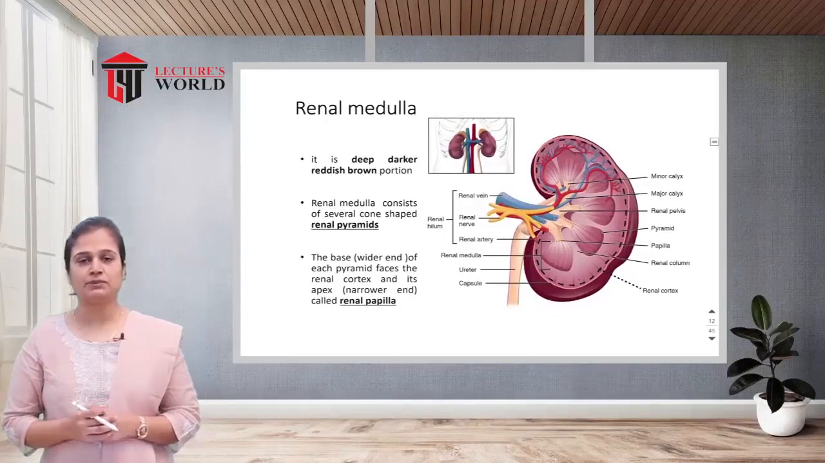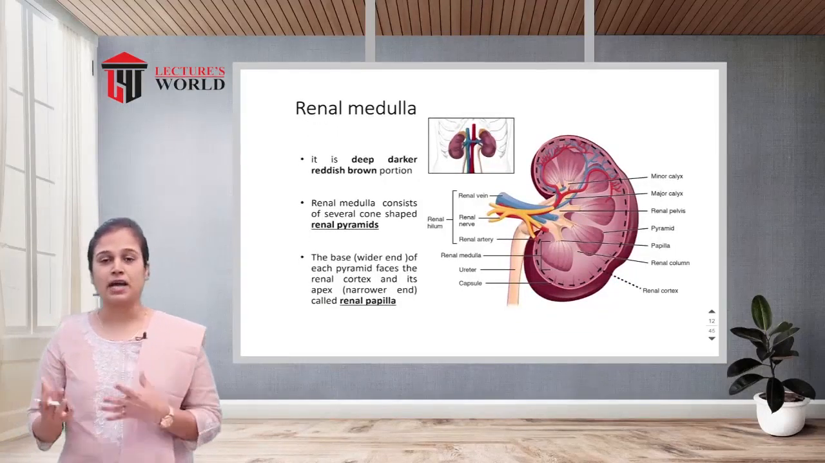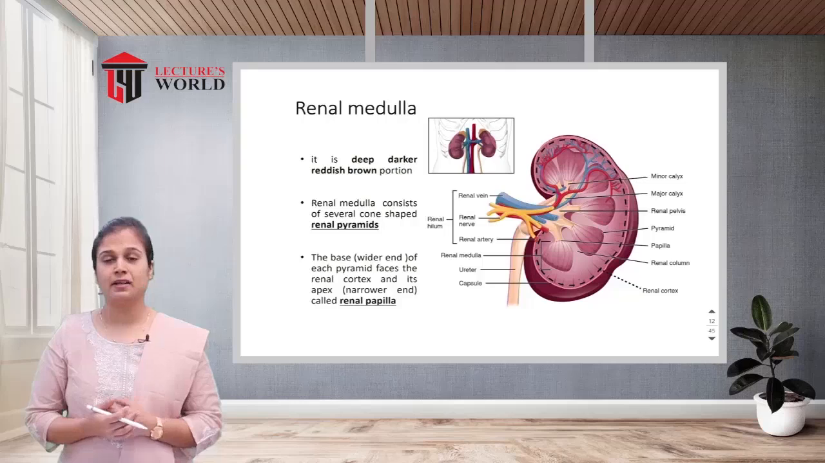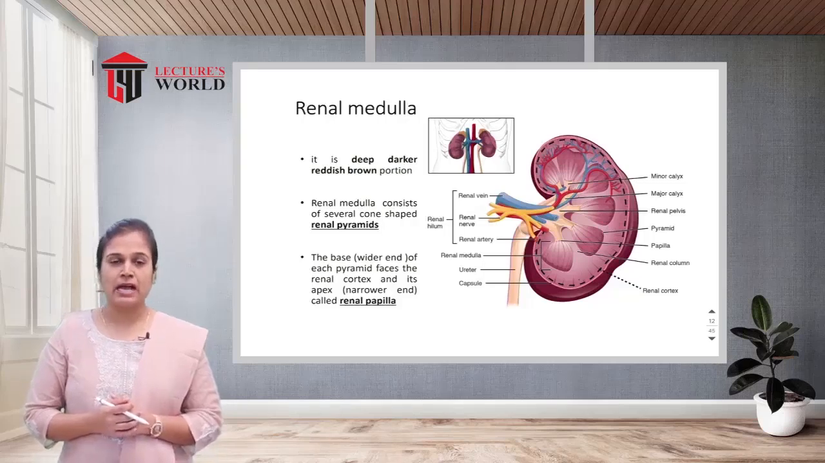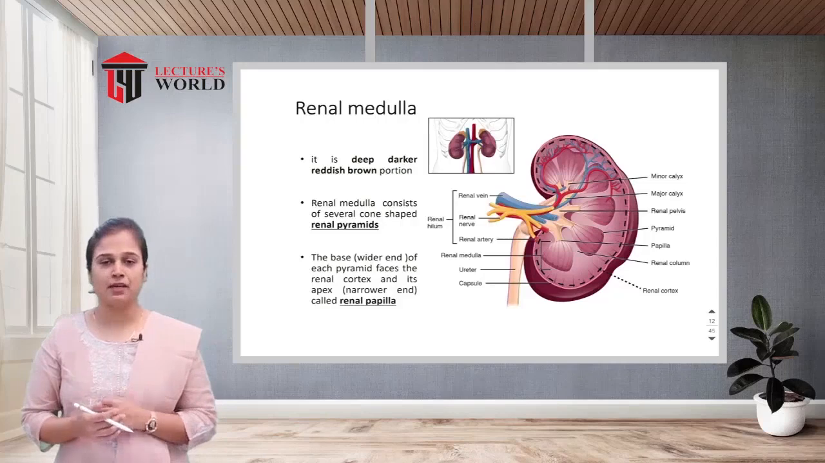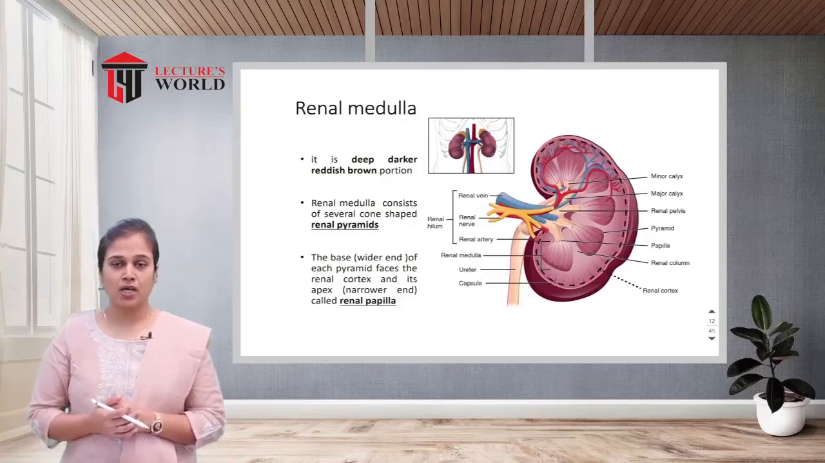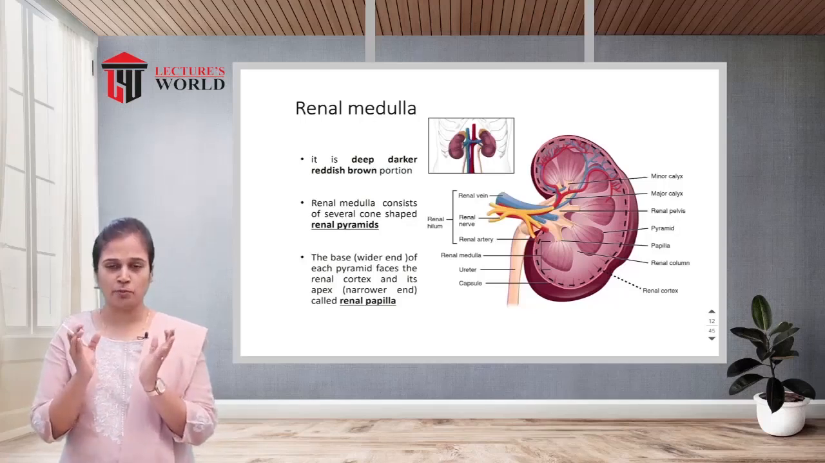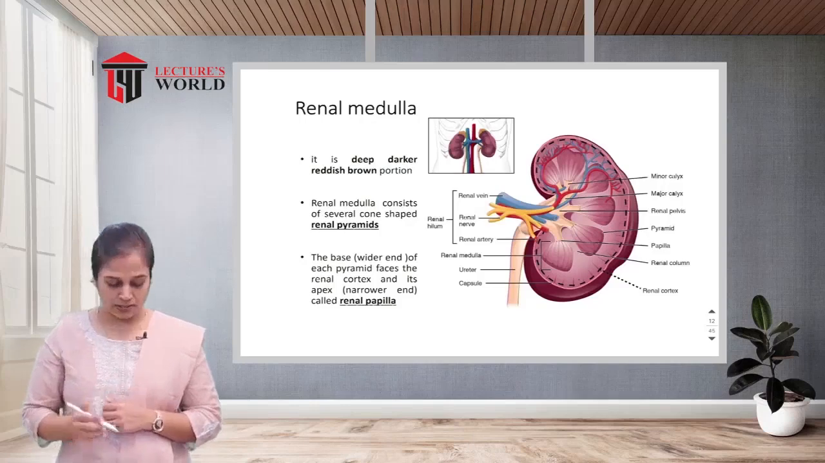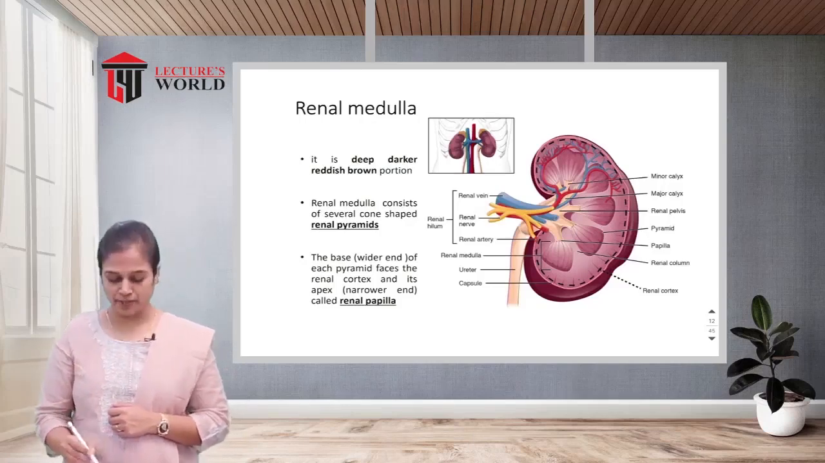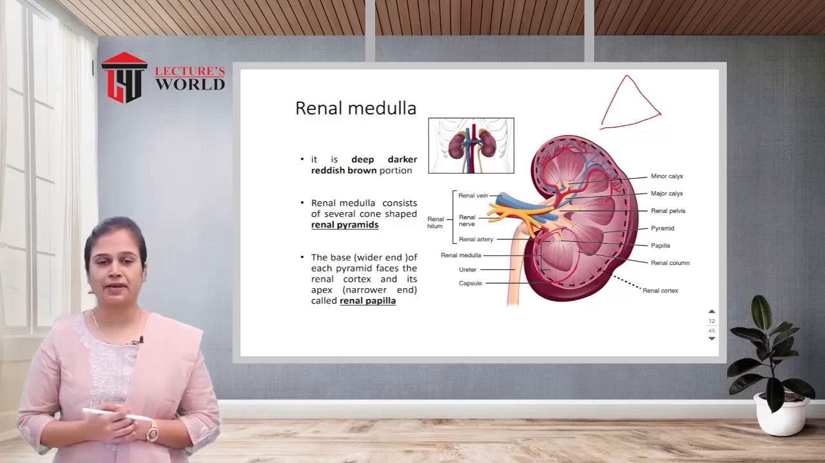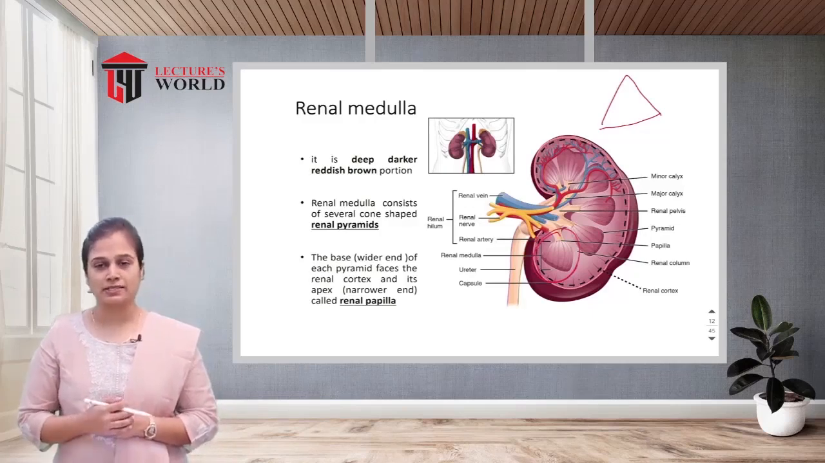Talking more about the renal medulla, it is a deep, darker, reddish brown portion, and it consists of several cone-shaped renal pyramids. We know the shape of a cone is wider at the top and narrower at the bottom. The same way, we all know the shape of a pyramid, so you can say this is the shape of a pyramid.